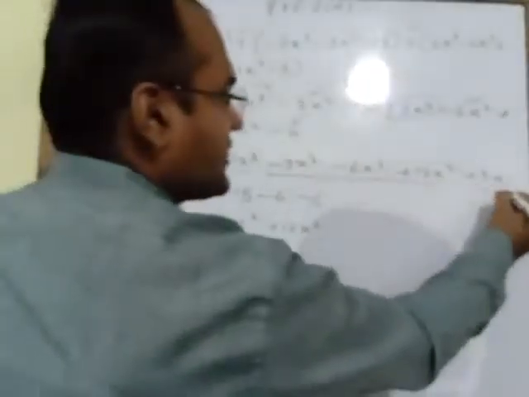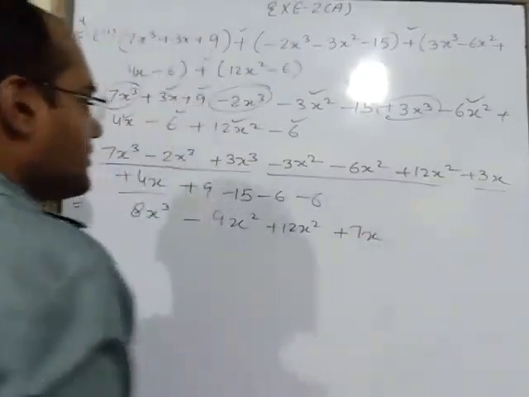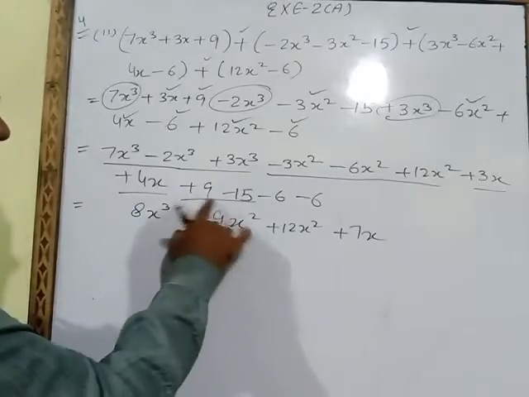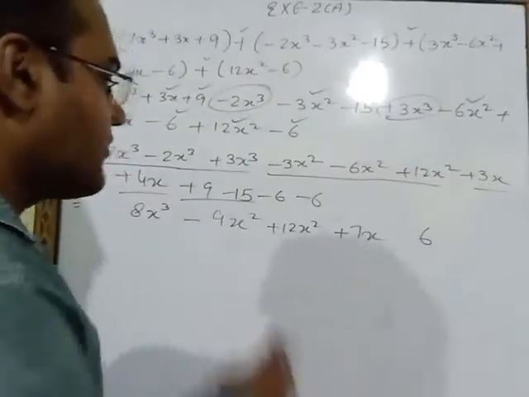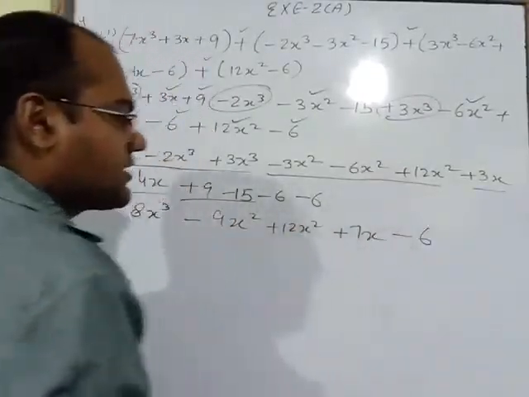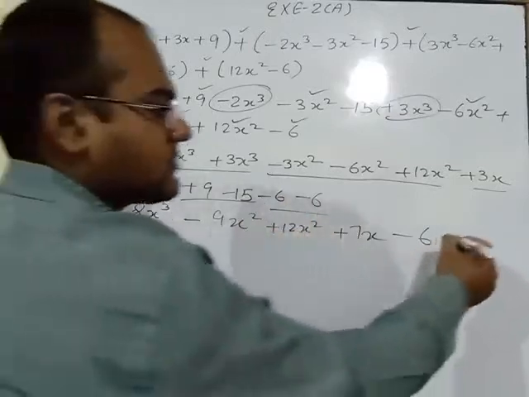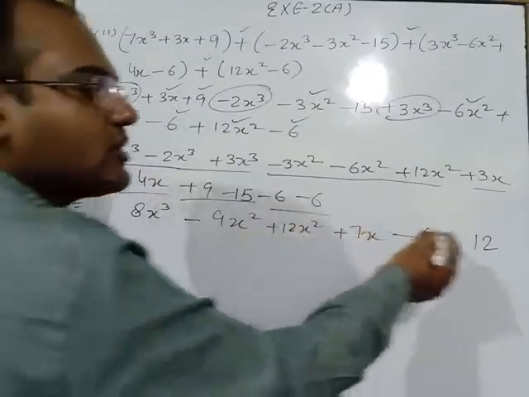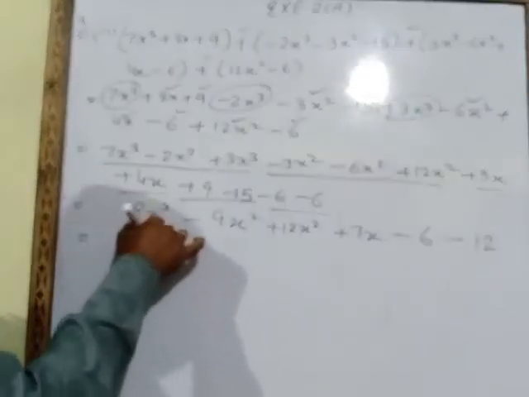Now plus 3x and plus 4x will be plus 7x. Now these two numbers, plus and minus is minus, so we will subtract these two numbers. On subtracting we will get 6, but we have to put the sign of the greater number. 15 is greater, so we will put the sign minus. Now these two numbers, minus and minus is plus, so we will add these numbers. 6 plus 6 will be 12, but both are of negative sign, so in the answer also we have to take a minus sign.